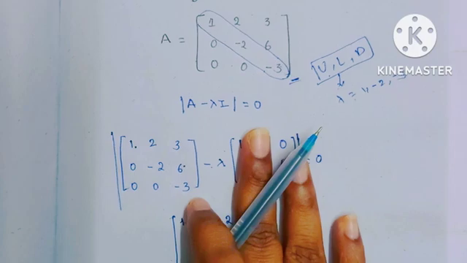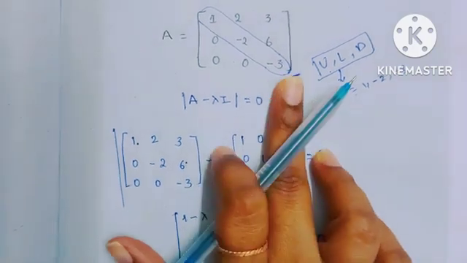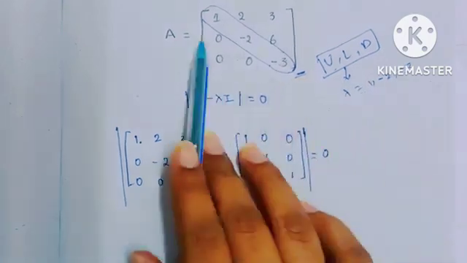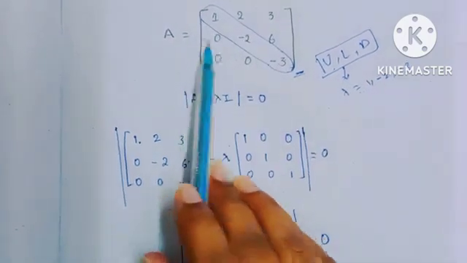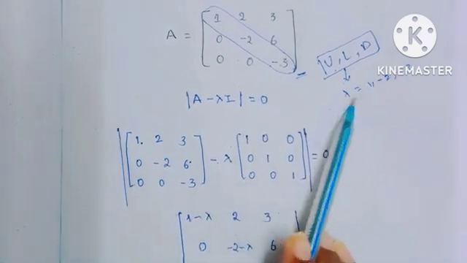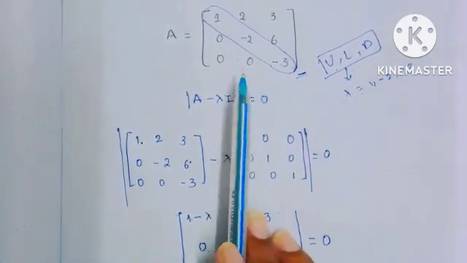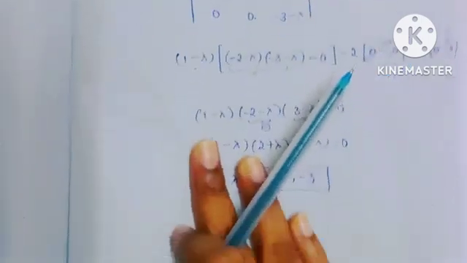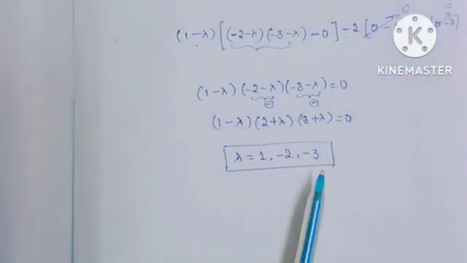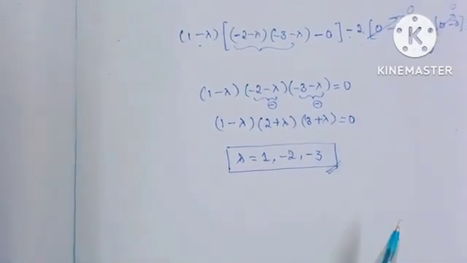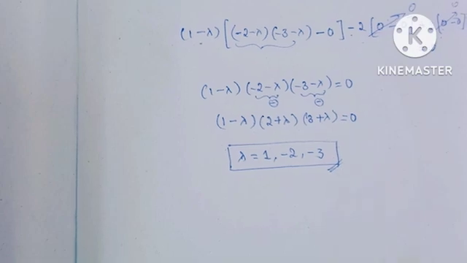This is one of the properties of eigenvalues and eigenvectors. So this is the upper triangular matrix, for which the principal diagonal elements are the eigenvalues: 1, -2, -3. We also got lambda equal to 1, -2, -3. From this we can verify whether we got the correct eigenvalues or not.